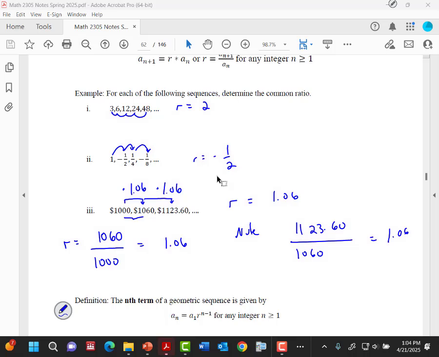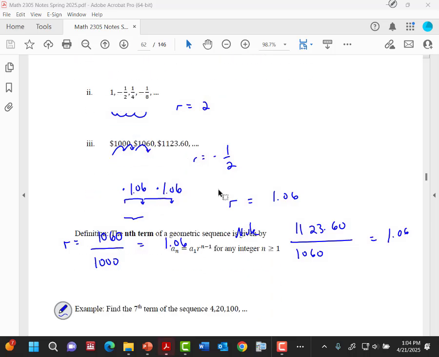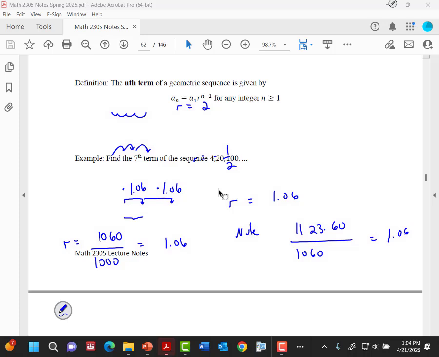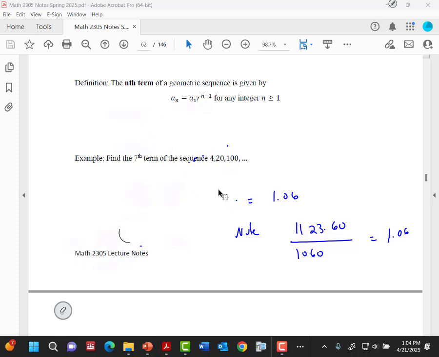Now, just like we had a formula for the nth term of an arithmetic sequence, I also have a formula for the nth term of a geometric sequence. The nth term, a sub n, equals a1 times r to the n minus 1. So let's use that to find the seventh term of this sequence. First let's verify that it's geometric.